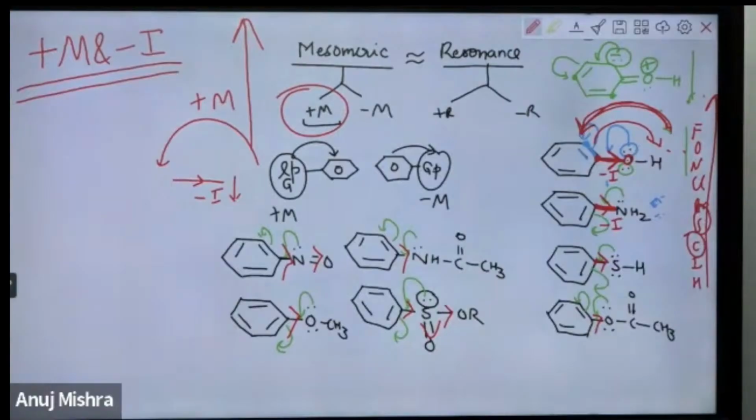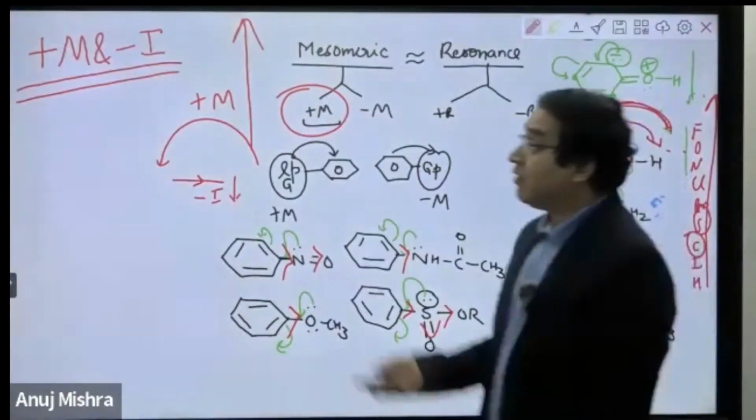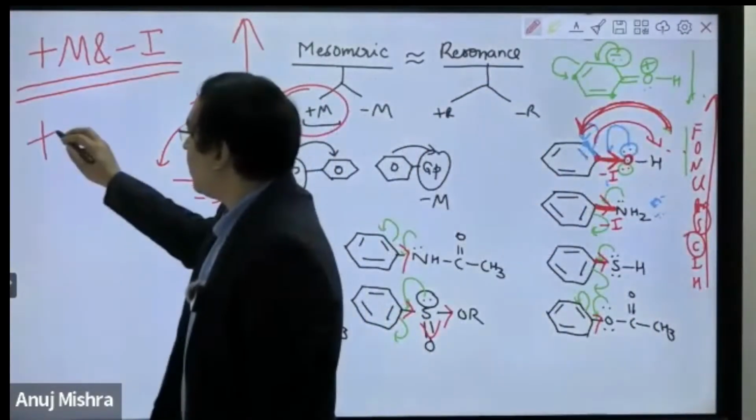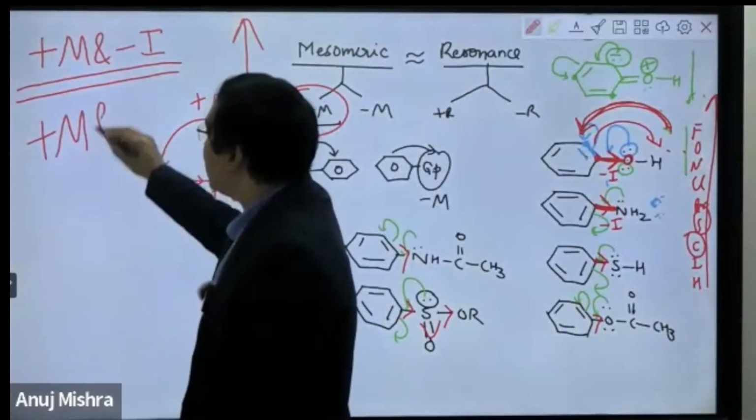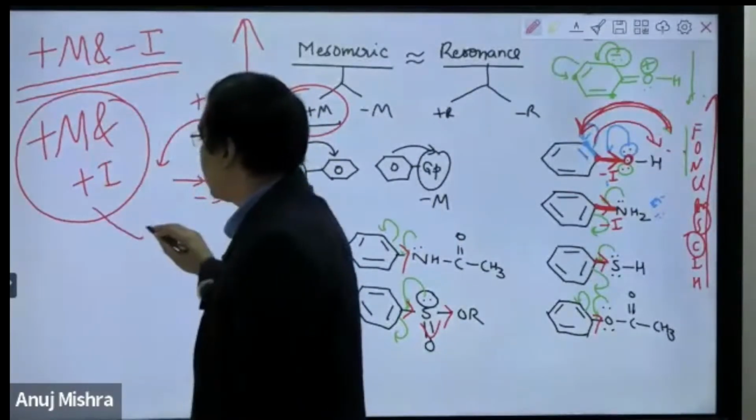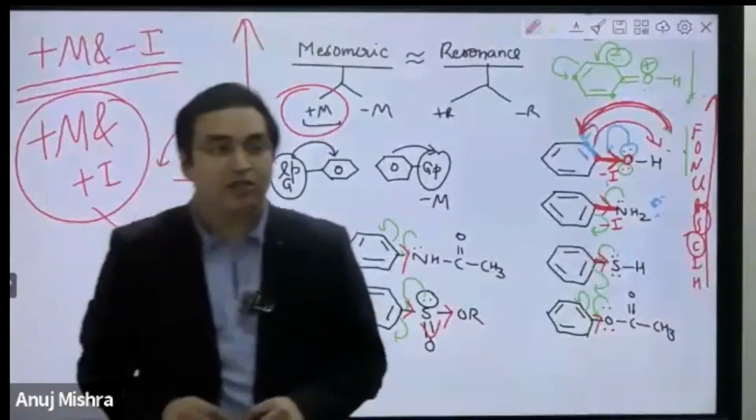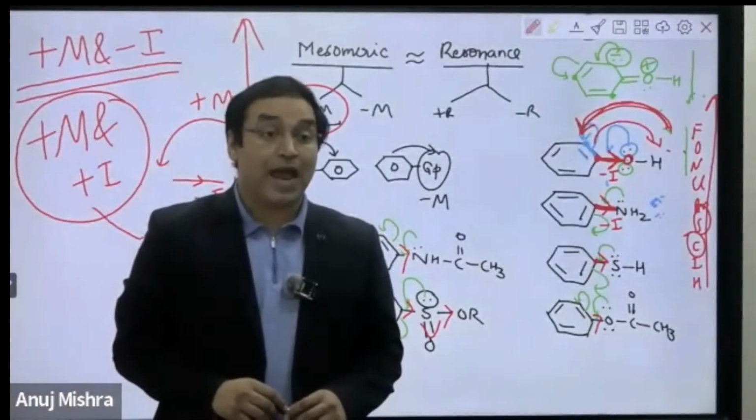Akshay, what will be an example? Can we say OH, NH2, SH, OR, everybody is doing plus M minus I. But if I ask a question, Chinmay, give me a group which is plus M and plus I. Now what will you do? Chinmay, I'm not sure, sir. Okay. Anyone who can answer this question? Plus M and plus I.